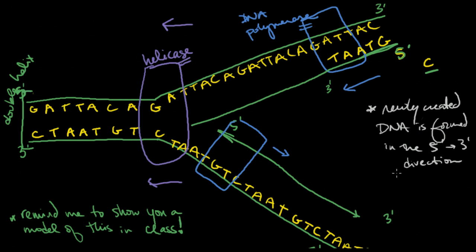Okay? Now, one key difference between this process of helicase and DNA polymerase, and transcription, which is making RNA, is that this is happening on both strands, whereas mRNA is only being made from one of the two strands. And this happens in several places that we call replication forks. And it can happen several places.